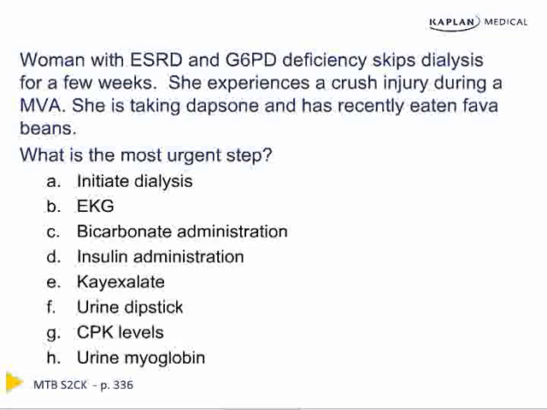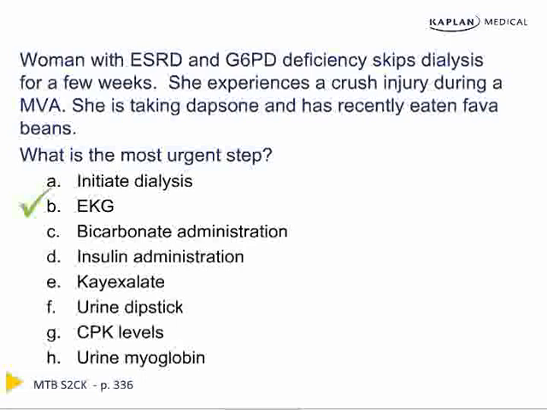So in this clinical vignette, we're basically given every risk factor ever for the development of hyperkalemia. Not only does this lady have kidneys that don't work and she skipped dialysis, but she also has a condition that predisposes her to hemolysis, and she's experienced an injury that's likely to lead to rhabdo. So she has lots of reasons to be hyperkalemic, and what's our first best test in anyone in whom we suspect hyperkalemia? The correct answer is to perform an EKG. It's the most important first step to assess the severity of hyperkalemia and to help guide subsequent treatment.